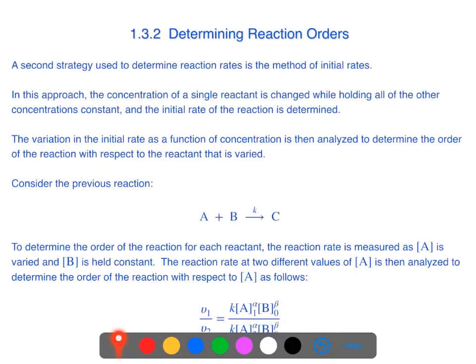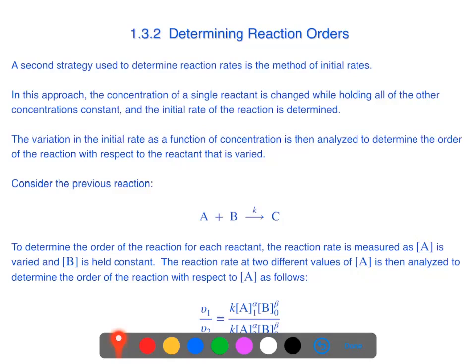A second strategy used to determine reaction rates is the method of initial rates. In this approach, the concentration of a single reactant is changed while holding all of the other concentrations constant, and then the initial rate of the reaction is determined. The variation in the initial rate as a function of concentration is then analyzed to determine the order of the reaction with respect to the reactant that is varied.